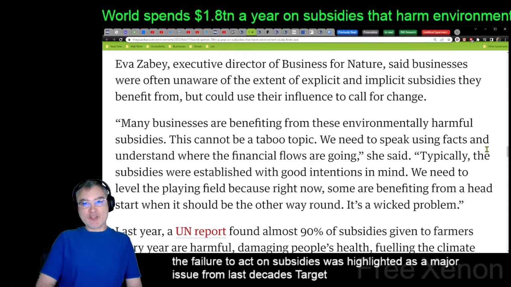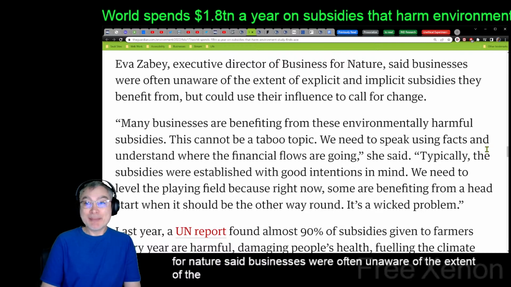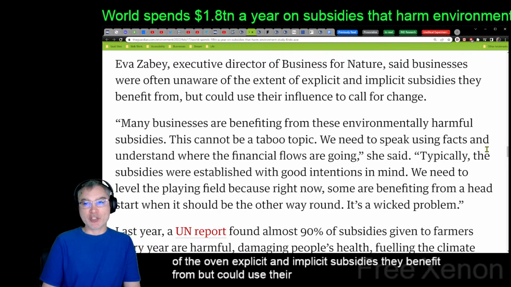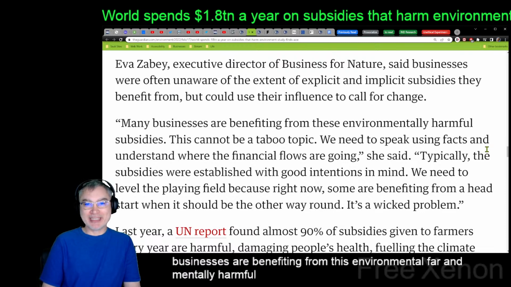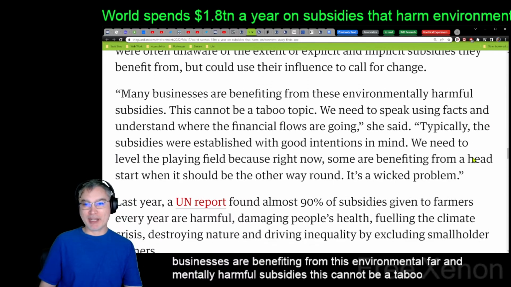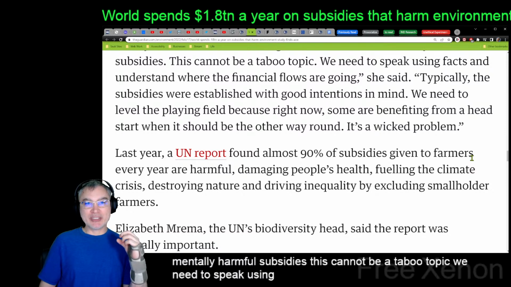Eva Zabi, Executive Director of Business for Nature, said businesses were often unaware of the extent of explicit and implicit subsidies they benefit from, but could use their influence to call for change. Many businesses are benefiting from these environmentally harmful subsidies. This cannot be a taboo topic. We need to speak using facts and understand where the financial flows are going, she said.